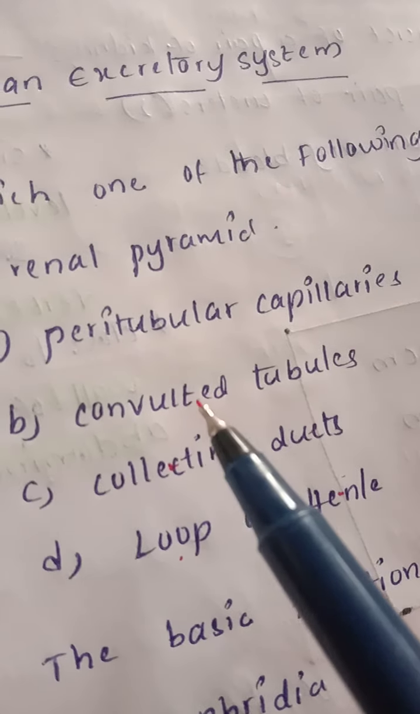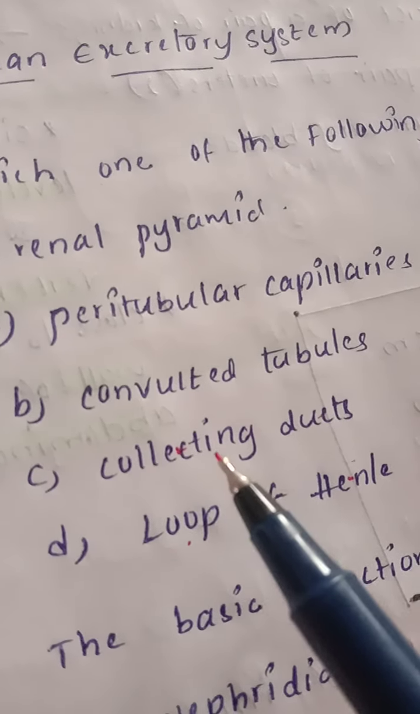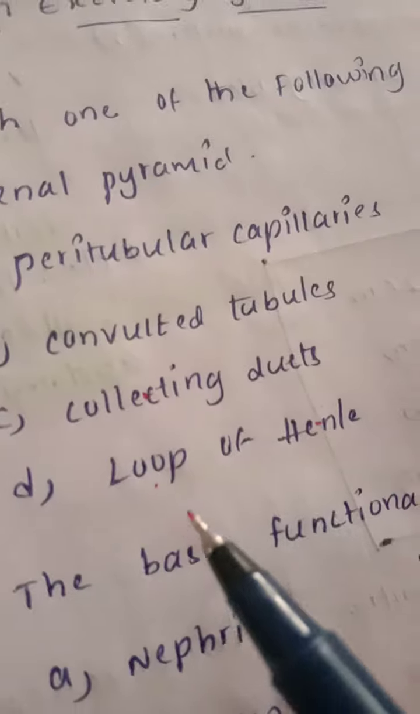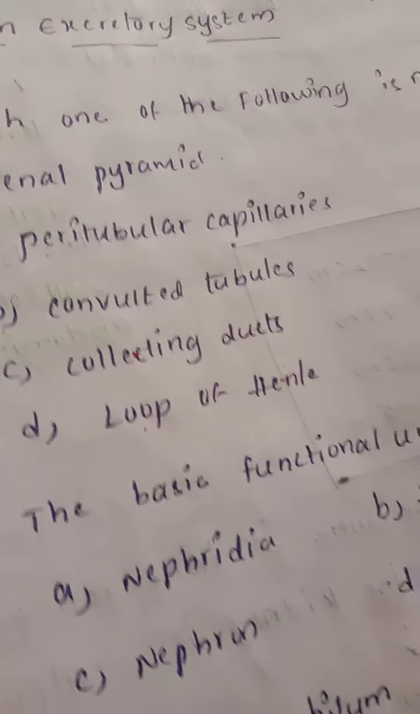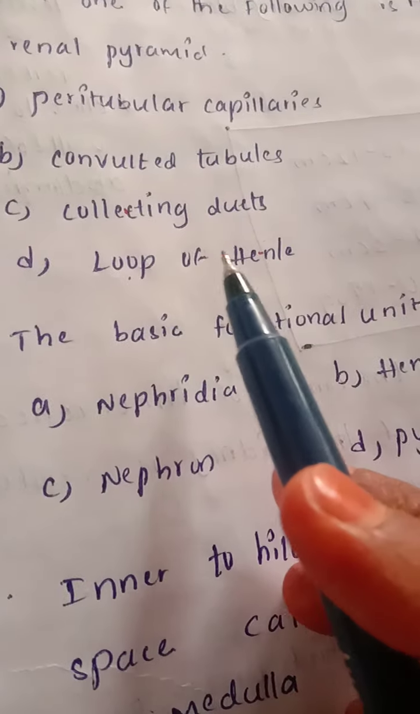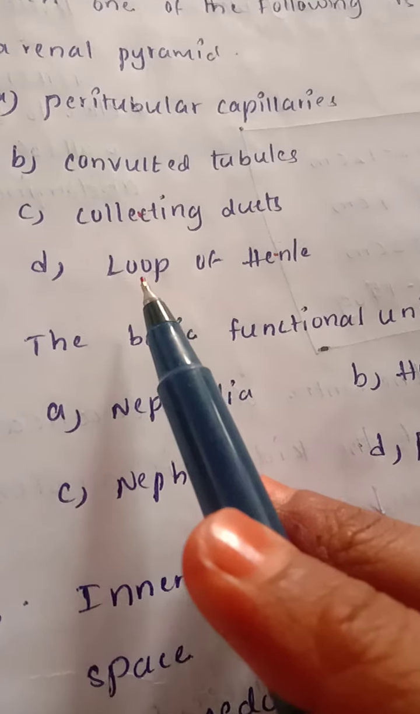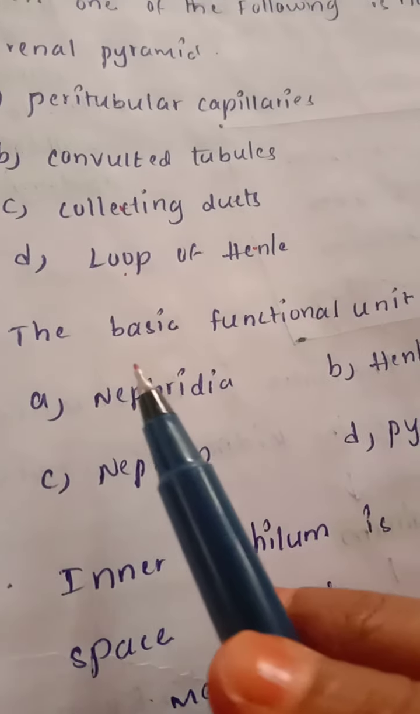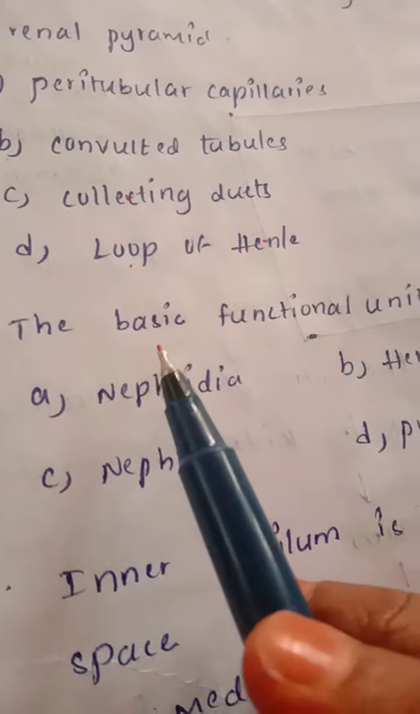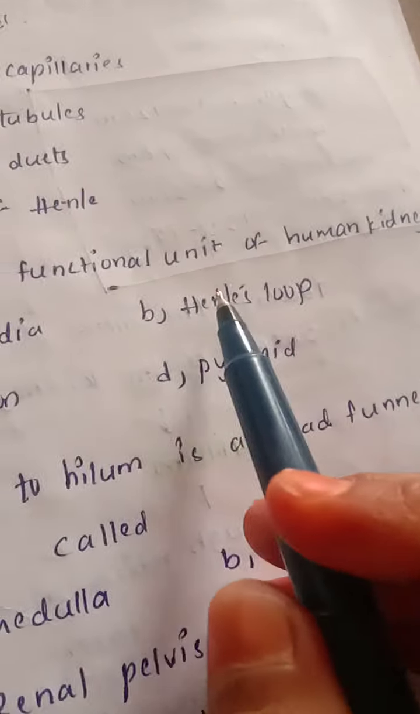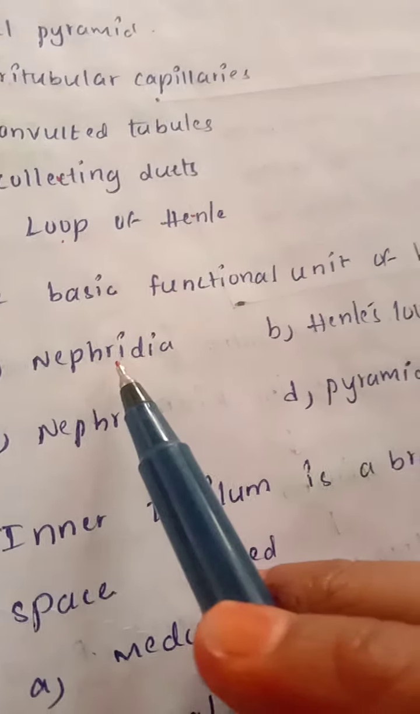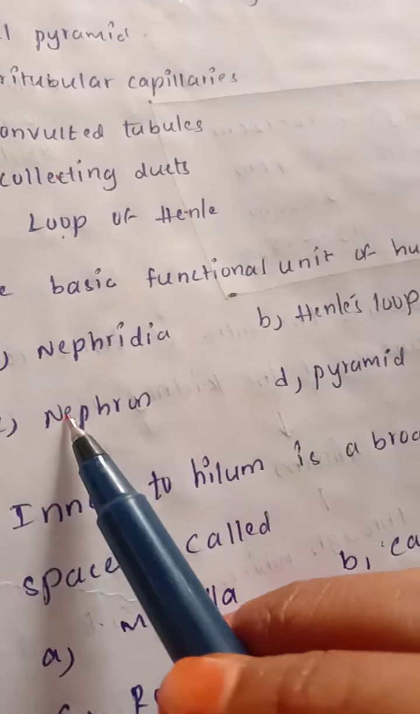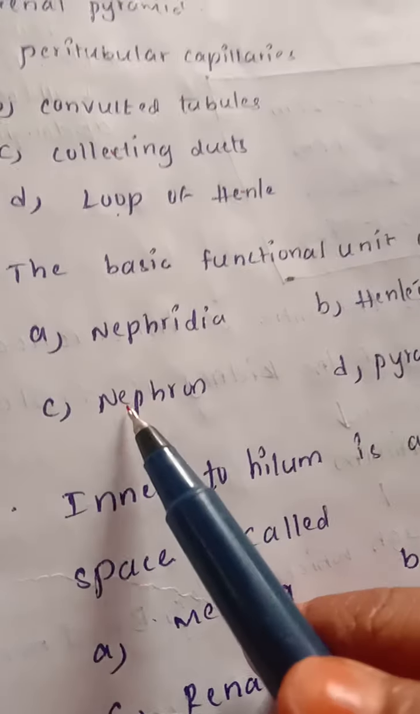Convoluted tubules means PCT and DCT. The collecting duct is a straight duct, and the loop of Henle is U-shaped. Then another question: the basic functional unit of the human kidney is nephridia, Henle's loop, nephron, or pyramid? Nephron is the right answer for this.